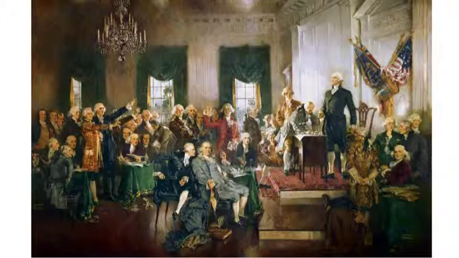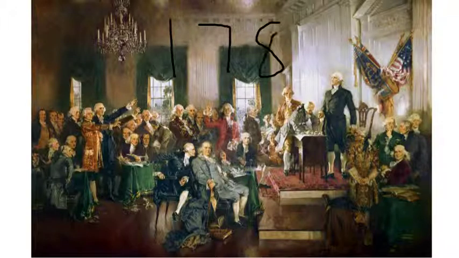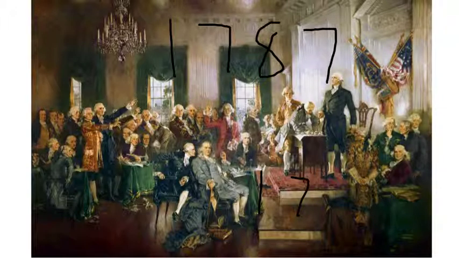This is a review of the Articles of Confederation and the Constitutional Convention. You'll be familiar with this as a painting that we've looked at in class of the Constitutional Convention of 1787. But remember, the colonists declared independence in 1776. So that's 11 years that we have to think about. What was the country like for those 11 years?